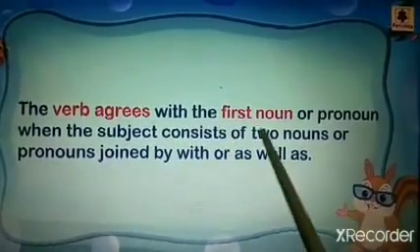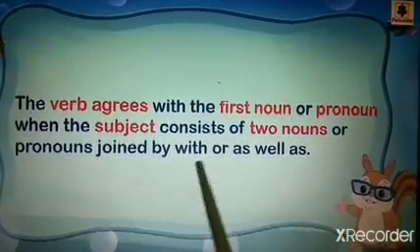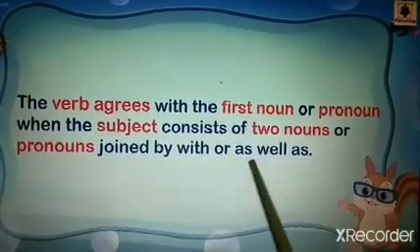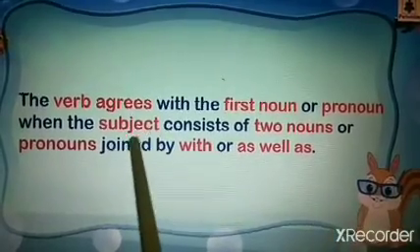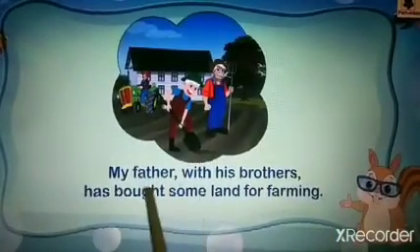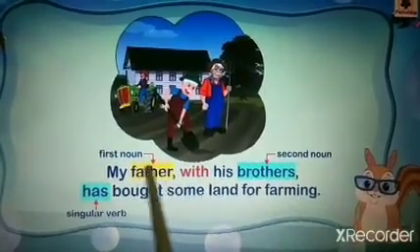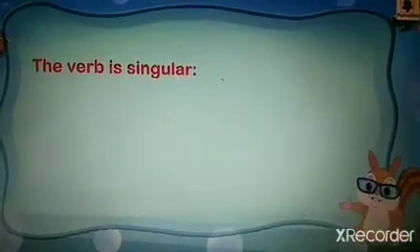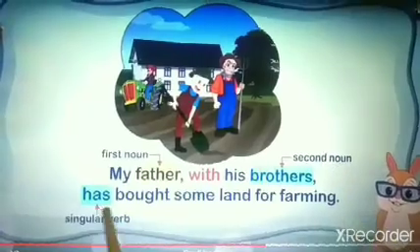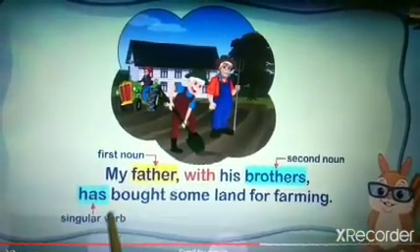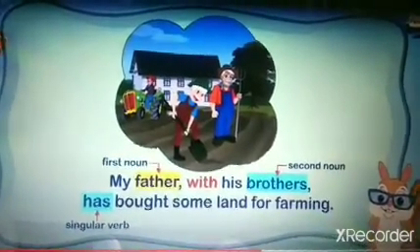The verb agrees with the first noun or pronoun when the subject consists of two nouns or pronouns joined by with or as well as. My father with his brothers has bought some land for farming. First noun, father. My father is the first noun, with his brothers the second noun, has. We are referring to the first noun, so we will use has bought some land for farming.